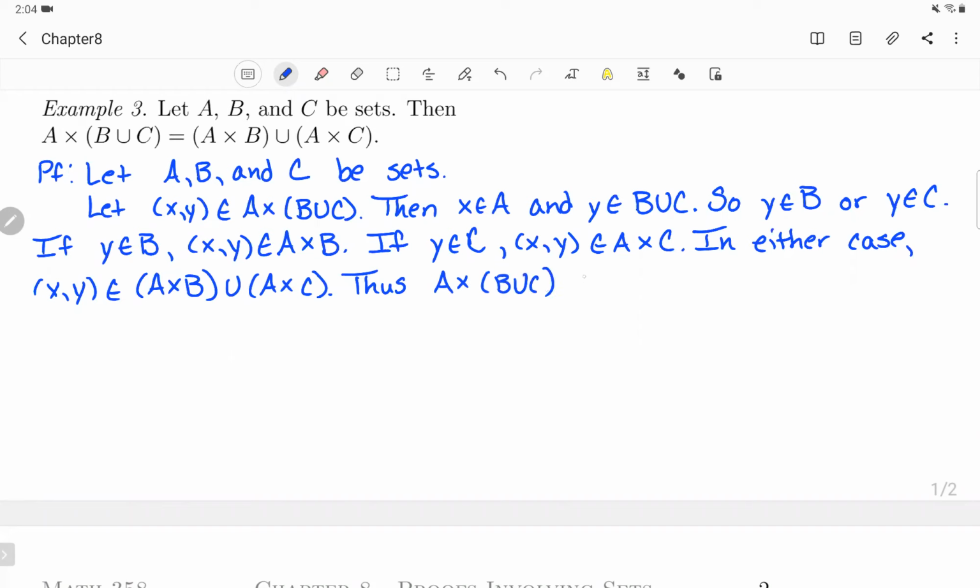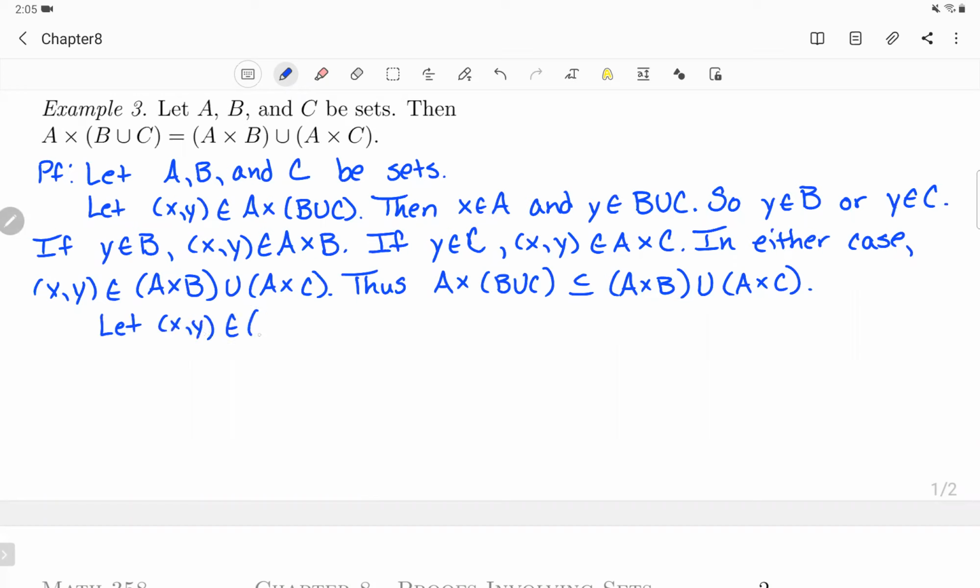When you see a proof in a textbook, to go in and color code different parts of it to follow the structure of the proof is actually really good practice. So we took something in A × (B ∪ C), showed that it has to be in (A × B) ∪ (A × C). All right. So now the other direction.